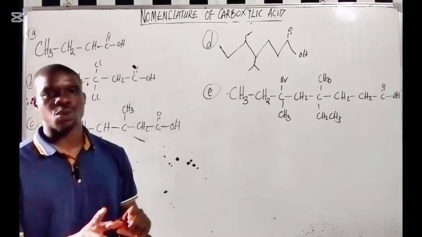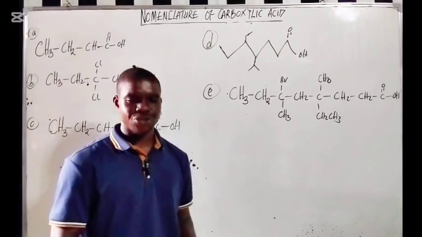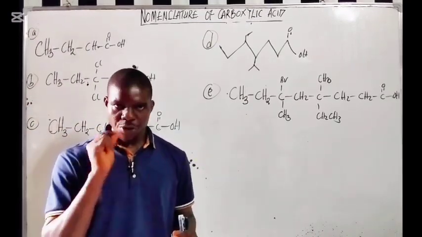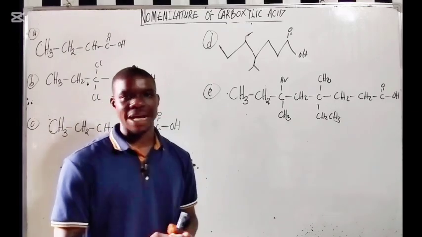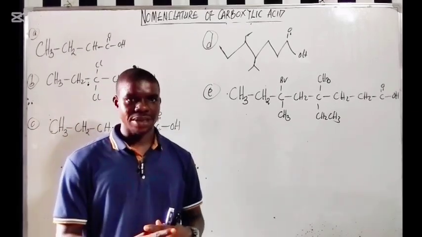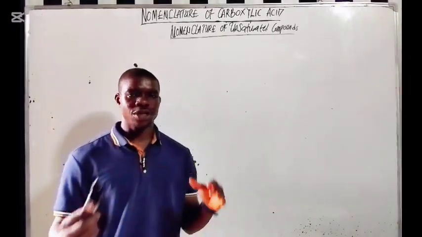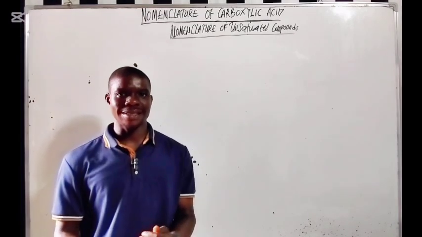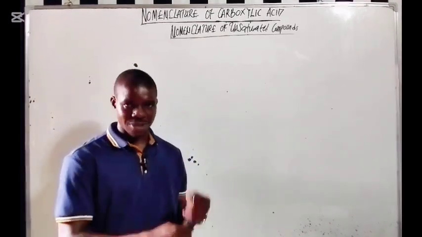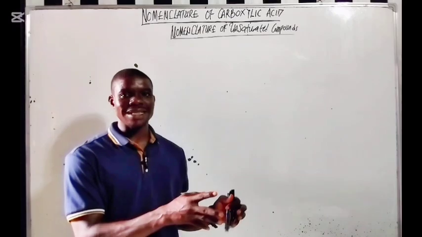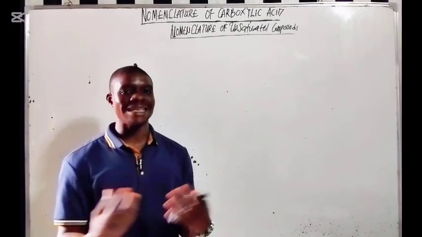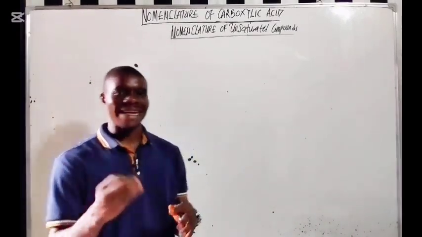Now the next one to look at is the nomenclature of unsaturated carboxylic acid. Very important. Nomenclature of unsaturated carboxylic acid. Let's get into it. Let's move forward to unsaturated carboxylic acid. Now when I talk about unsaturated carboxylic acid here, I'm talking about carboxylic acid that has a double bond or a triple bond.